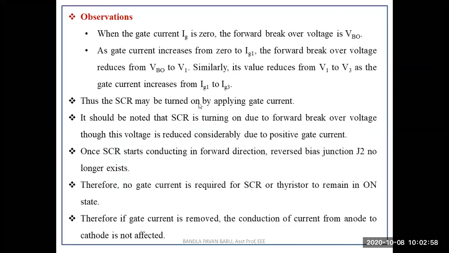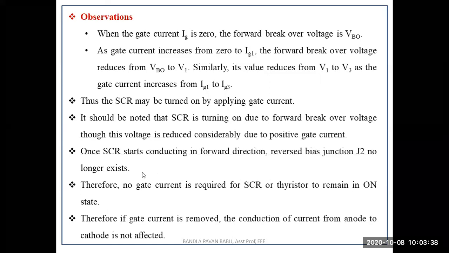Thus the SCR may be turned on by applying the gate current. It should be noted that the SCR turns on because the forward breakover voltage is reduced considerably due to the positive gate current. With zero gate current, there is maximum voltage, that is the forward breakover voltage. If I increase the gate current, this voltage is reduced to a minimum value. We are not exceeding the forward breakover voltage. Whereas in forward voltage triggering, we are exceeding VB0, so it reaches breakdown.